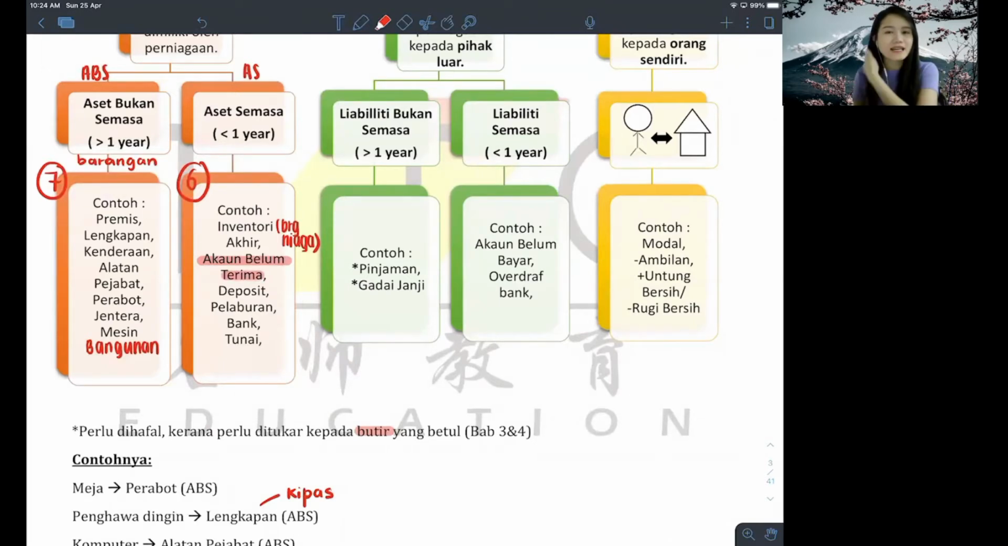Now, why is it that I say except for one? Yeah, because the rest of them are already with you. Okay, it's okay. Then you quickly pick up lah.